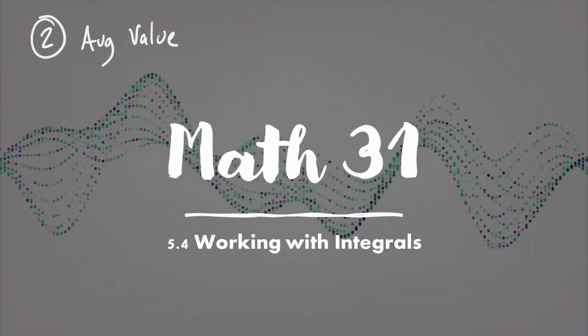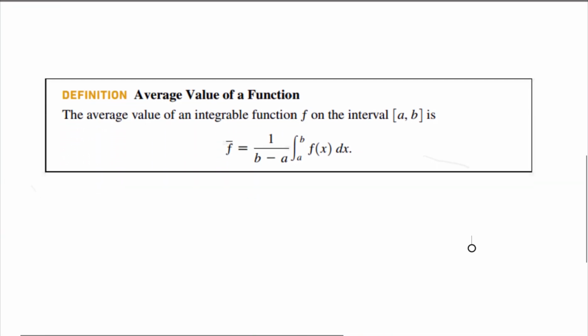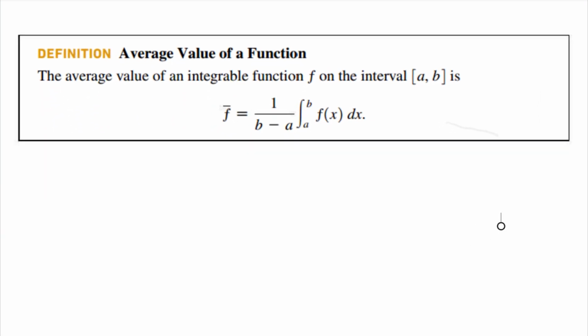All right. Continuing on in 5.4, we have the average value of a function. Here we go again. Here's another definition: the average value of a function. So the average value of an integrable function just means it's got to be continuous. Well, finitely discontinuous. Moving on. I have a function f on the closed interval a to b.